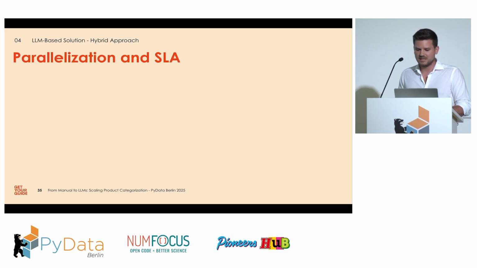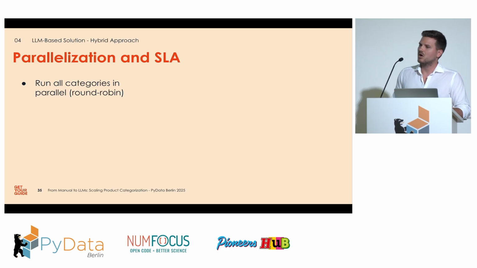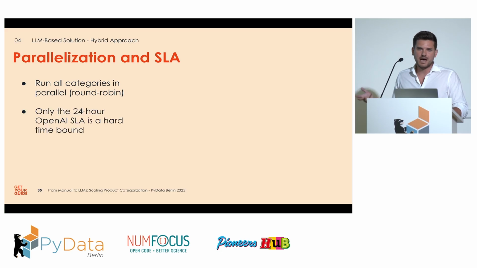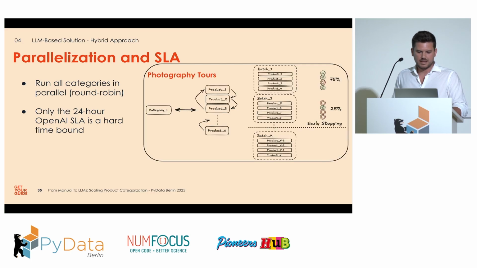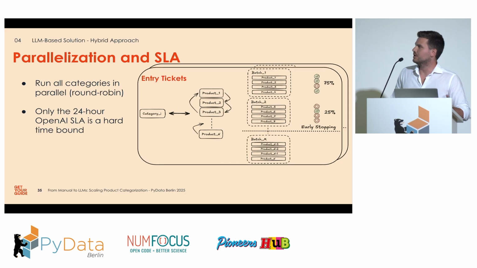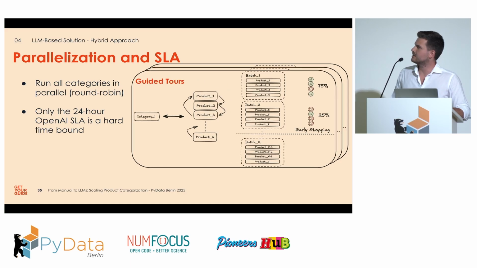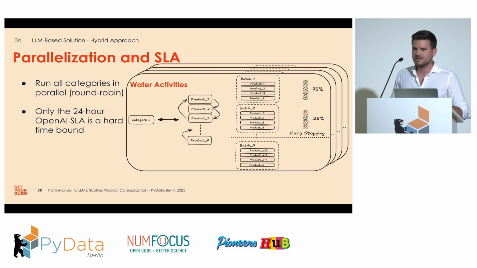Then the final piece was the parallelization of this process. Because of how it was structured, it was possible to parallelize across all categories, because it works independently for each of them. We used a round-robin approach. The only hard limit was, as I said, the 24-hour SLA from OpenAI batch jobs. But once you start the run for one, for example photography tours, you can start all the others at the same time: entry tickets, guided tours, water activities, and so on.